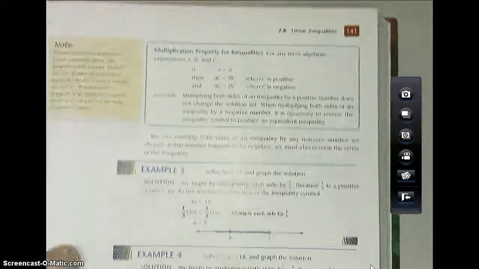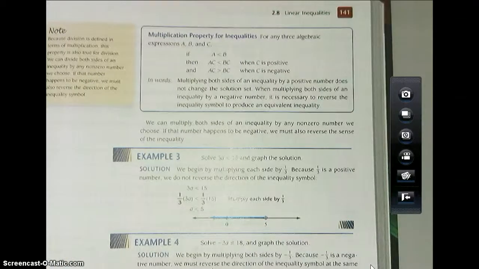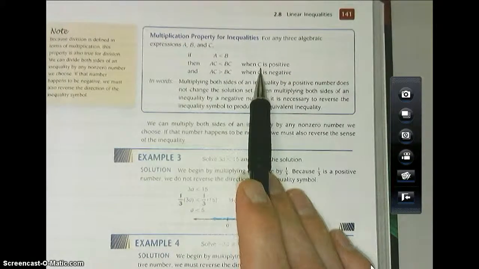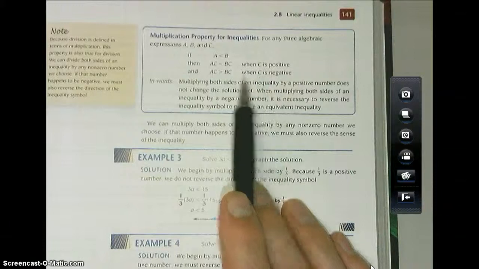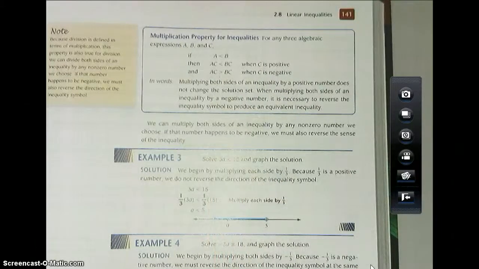On page 141, this box right here says that for any three algebraic expressions A, B, and C, if A is less than B, it stays less than if you're multiplying by a positive. But if you multiply by a negative on both sides, it becomes greater than, all right? And it's not necessarily that it becomes greater than, it's just that it flips. Okay, we switch the sign. So if it was greater than, now it's less than. If it was less than, now it's greater than.